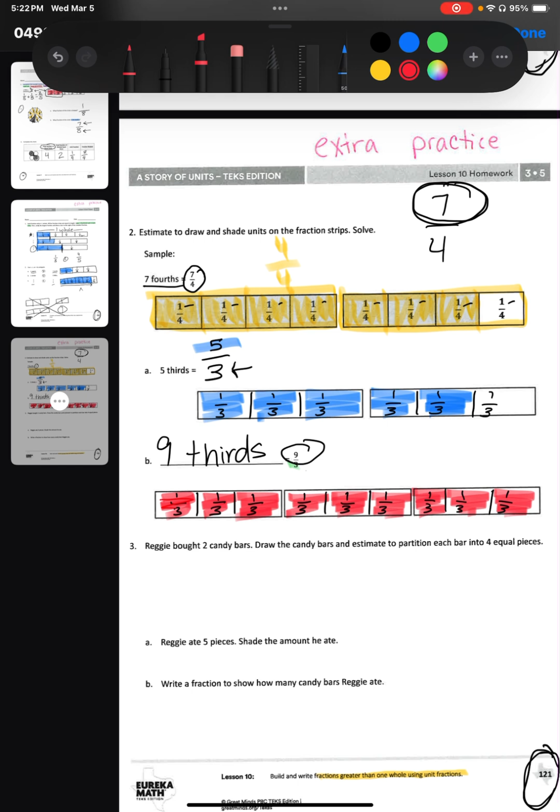If I have 9 thirds, what I really have is 3 whole objects. Whatever these objects are, I have 3 wholes.